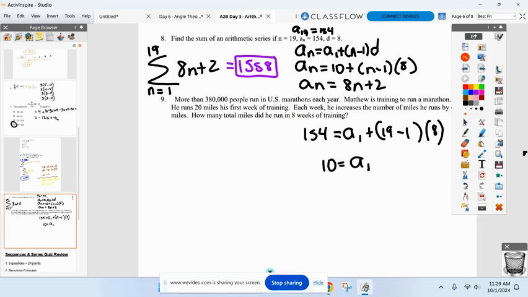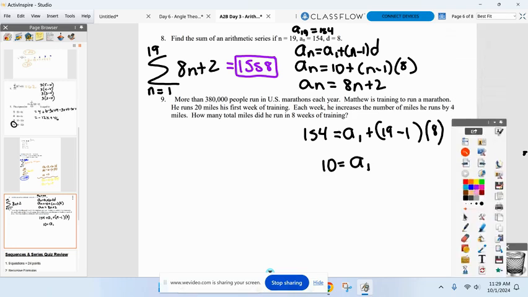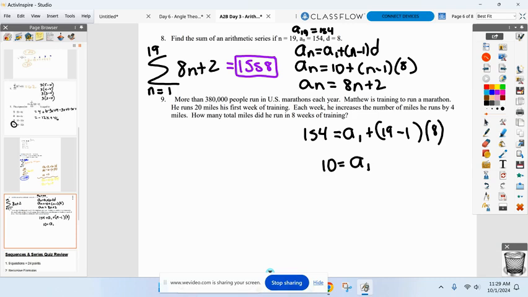Okay, all good. And this last one's going to be quick. I just want to make a point on the last one. You see Big Matt here running the marathon. He runs 20 miles the first week, and then he increases it by 4 miles. How many miles total did he go in 8 weeks? Not what he did on the 8th week. How many total did he go?